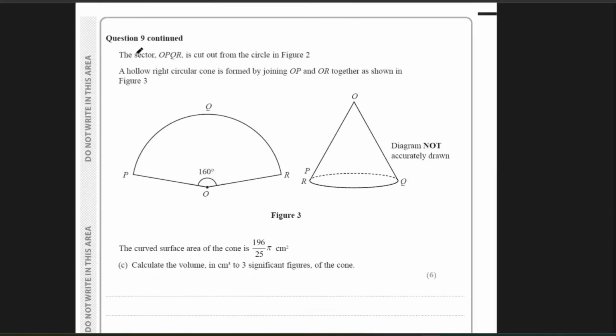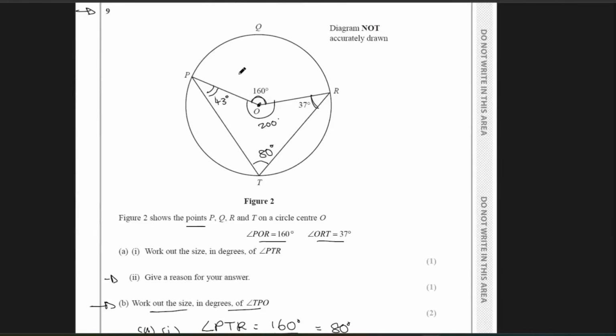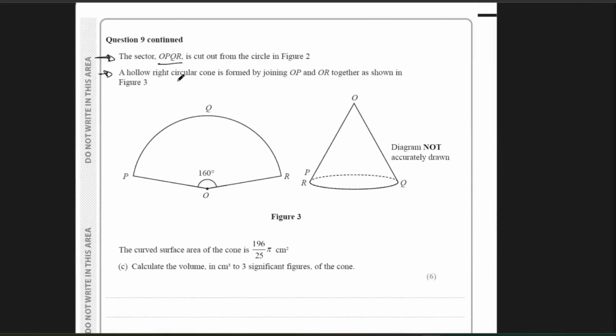That is B. Question 9 continued. The sector OPQR is cut out from the circle in figure 2. OPQR, okay. A hollow right circular cone is formed by joining OP and OR together. So they form a cone using this sector by joining this length OP and OR together. So if we join OP and OR, we will get a cone. Where are these lines OP and OR on the cone? So the lines OP and OR are connected at that point to form a cone.